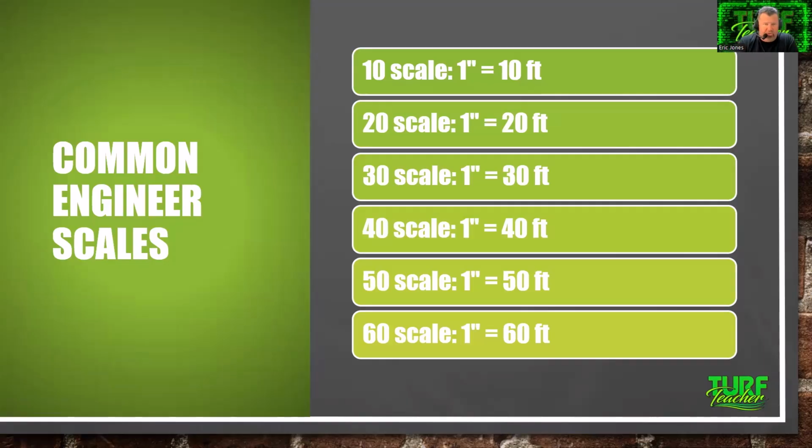10 scale is 1 inch equals 10 feet. 20 scale is 1 inch equals 20 feet. 30 scale is 1 inch equals 30 feet. 40 scale is 1 inch equals 40 feet. 50 scale, 1 inch equals 50 feet. And 60 is 1 inch equals 60 feet.